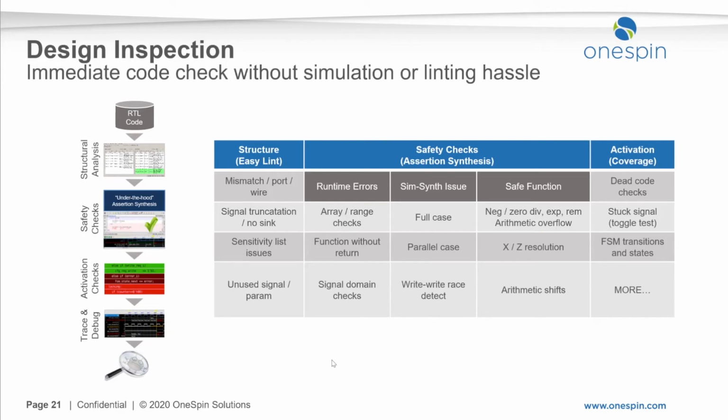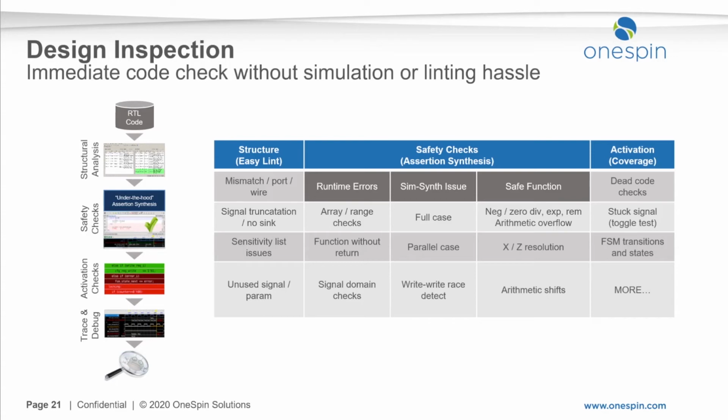So whether it's parallel cases, write and read-write races, negative division, arrays out of bounds, making sure you have no dead code, making sure your FSMs behave like they should behave and that there are no deadlocks or livelocks, this is all there for you.